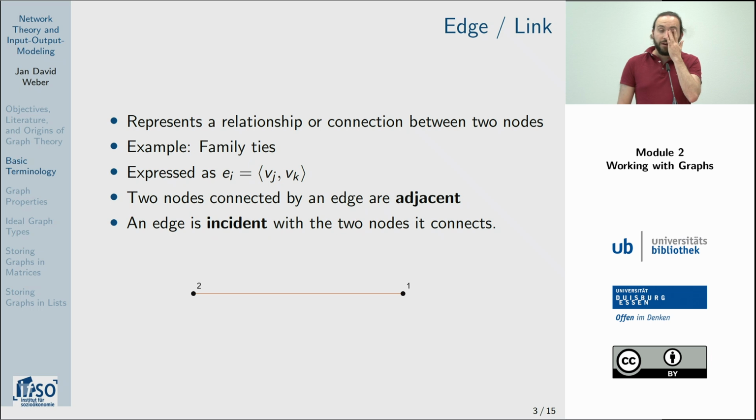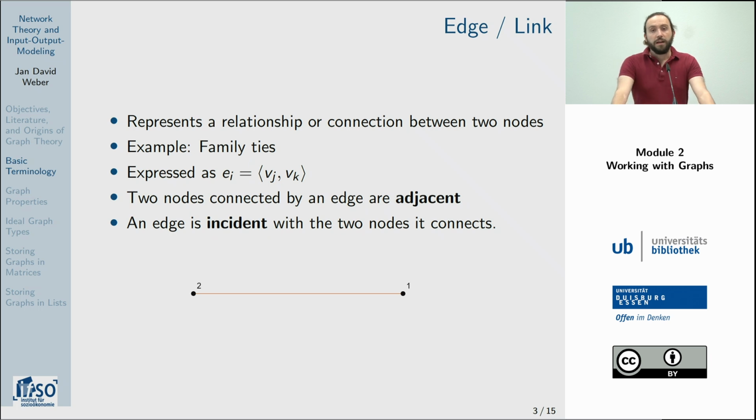And if we have two nodes that are connected by an edge, we call them adjacent, a concept we will see later in more detail. And an edge is incident with the nodes it connects. So here in this graph that we display, edge 2 is incident to node 1.